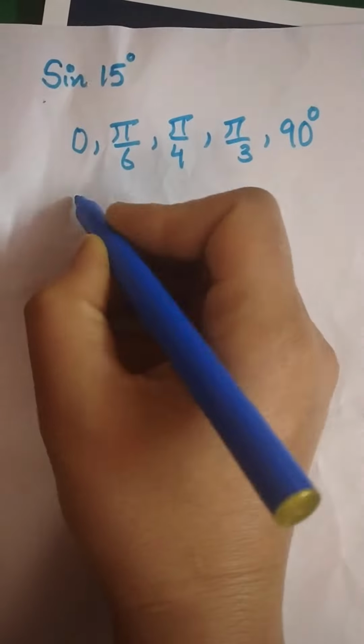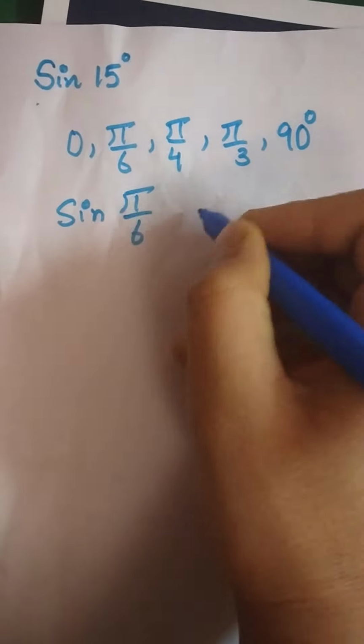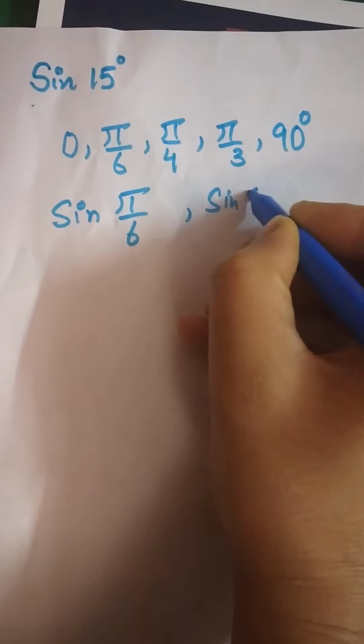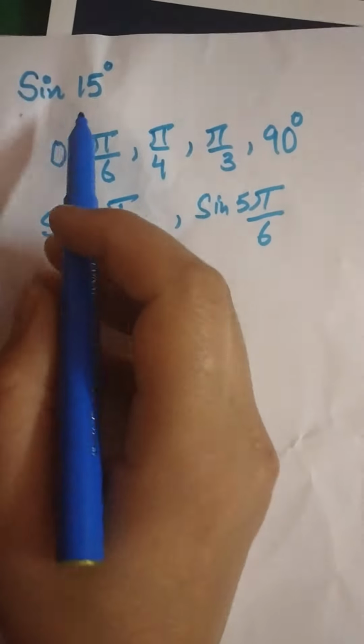So now we are able to find out the values related to these angles only. Means we can find out sine pi by 6, sine 5 pi by 6, and so on, or pi by 3, sine 5 pi by 3, or sine 2 pi by 3. But if I ask you to find out sine 15, you won't be able to find out.